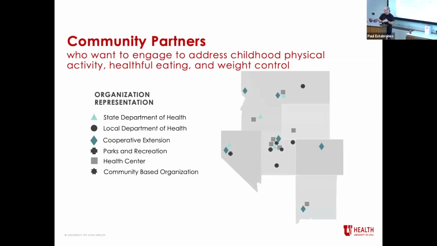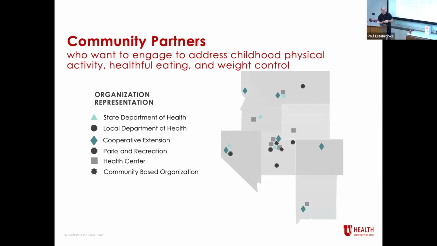You can look at the shapes of those states and you know where we are. And then we have a number of different types of partners. And they're all partners that could contribute to or have a prioritization around helping families and children to increase physical activity, healthy eating, and in some cases weight management, in other cases just primary prevention and health promotion.